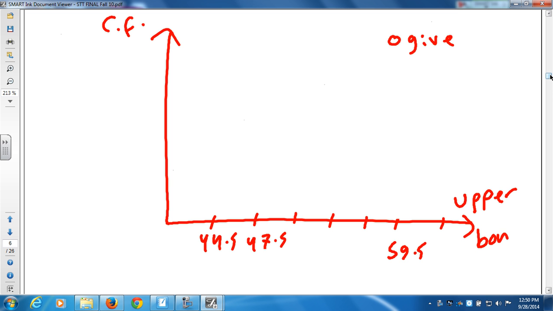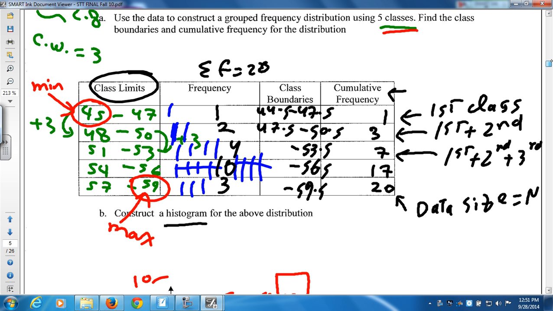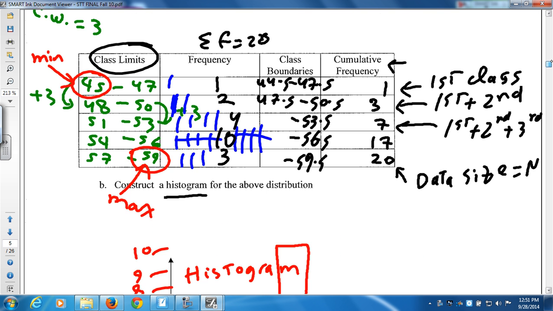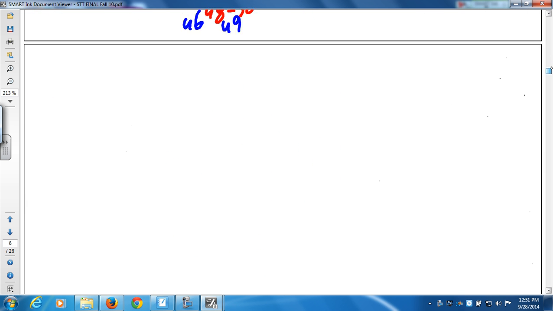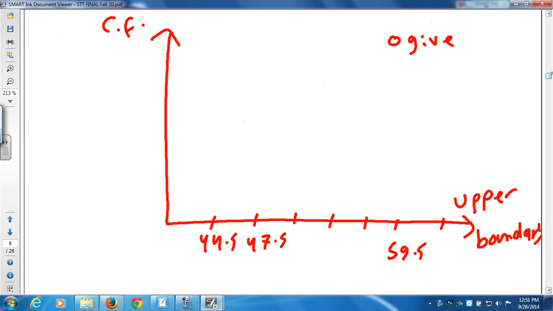And in this example, we already calculated the upper boundary, right? So in this case, I'm just ready to use it. The cumulative frequency, what was it? Let's just go back and look at that. It was 1, 3, 7, 17, 20. This is the cumulative frequency. So here I'm going to have, see the maximum here is 20, right? Because this is the data size. And here 10.